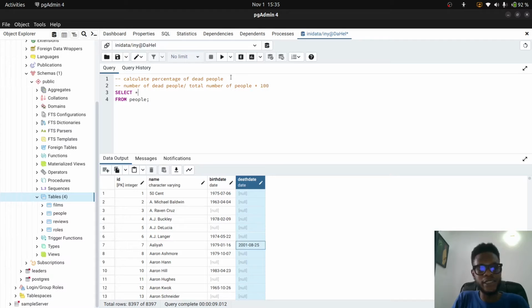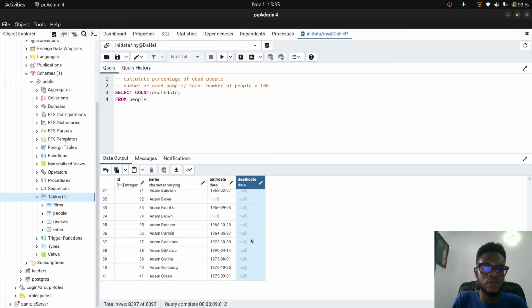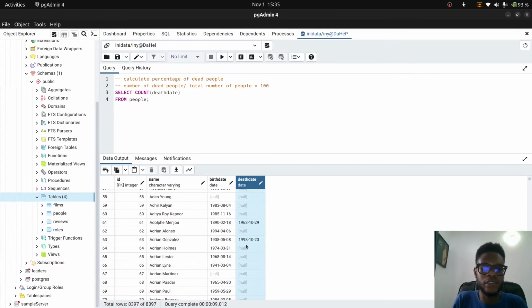And so how do I get the number of dead people in SQL? I can do that by using the count function. Once I pass in the death date, it's going to just count the number of non-missing values in the death date column, and the non-missing values in the death date column are values like this and values like this. So these are the people who are dead. I want to know how many people are dead, and that's what this is going to give me.